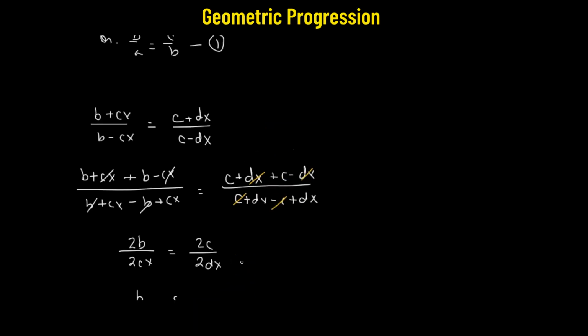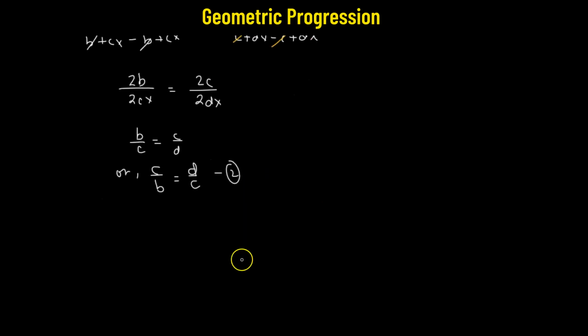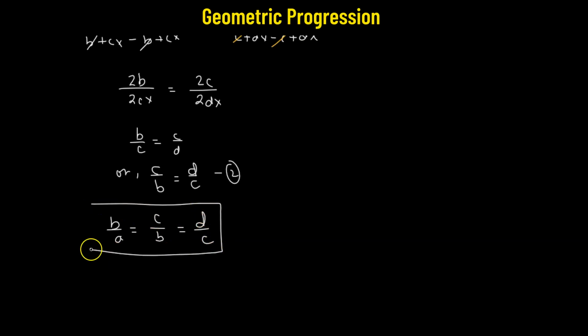So we can compare equation number 1 and equation number 2. We can combine them to get the final value: b over a equals c over b equals d over c. So this is what we are getting by equating 1 and 2. This simply implies that the four numbers a, b, c and d are in GP. All we have done is divide the second term by the first term, which gives us a common ratio r, and this common ratio is exactly equal to the ratio of the third term to the second term, or the fourth term to the third term.